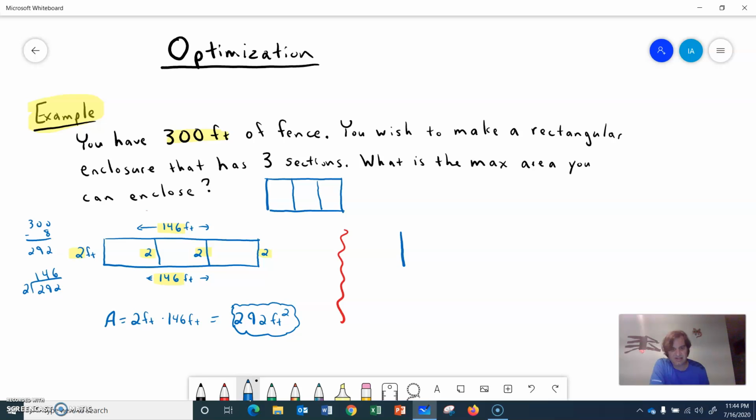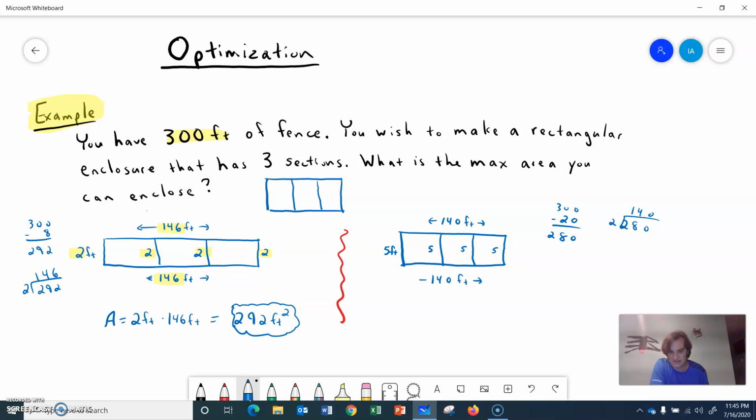So let's say we make it 5 feet wide. Okay, so it's going to be wider, so it won't be as long, and don't think I'm drawing to scale. But 5, 5, 5. And then there we've used 20 feet of fence, so that leaves us 280. And if we take 280, divide it by 2, we get 140. So it almost looks very similar. Okay, it's still very long.